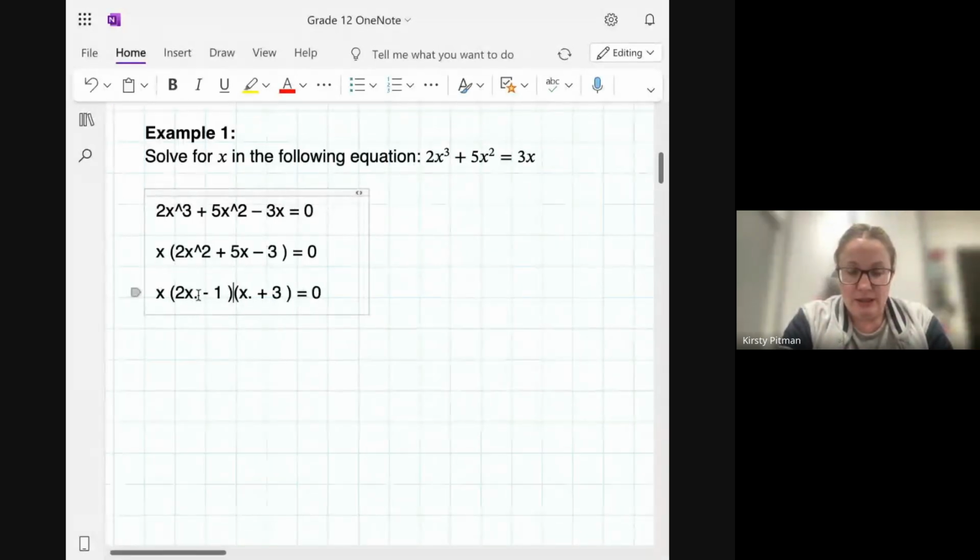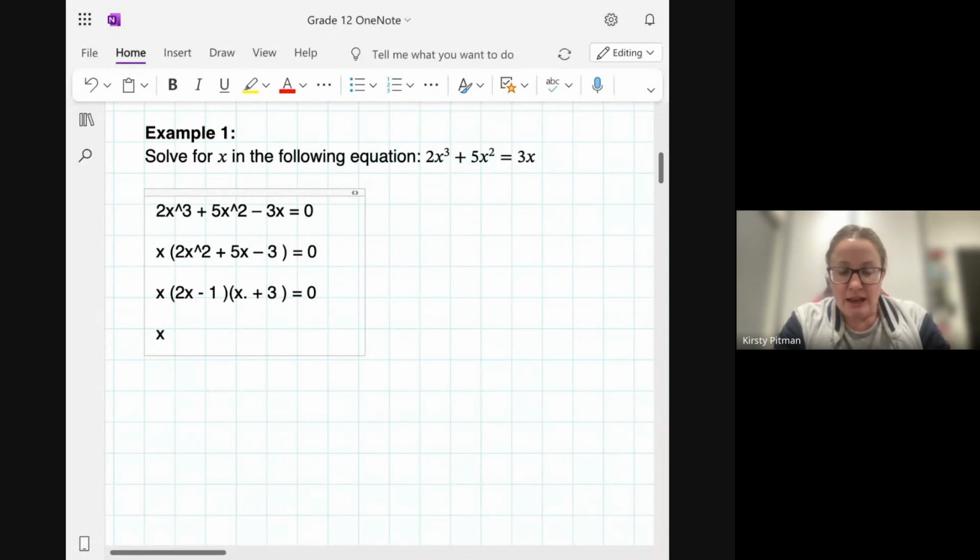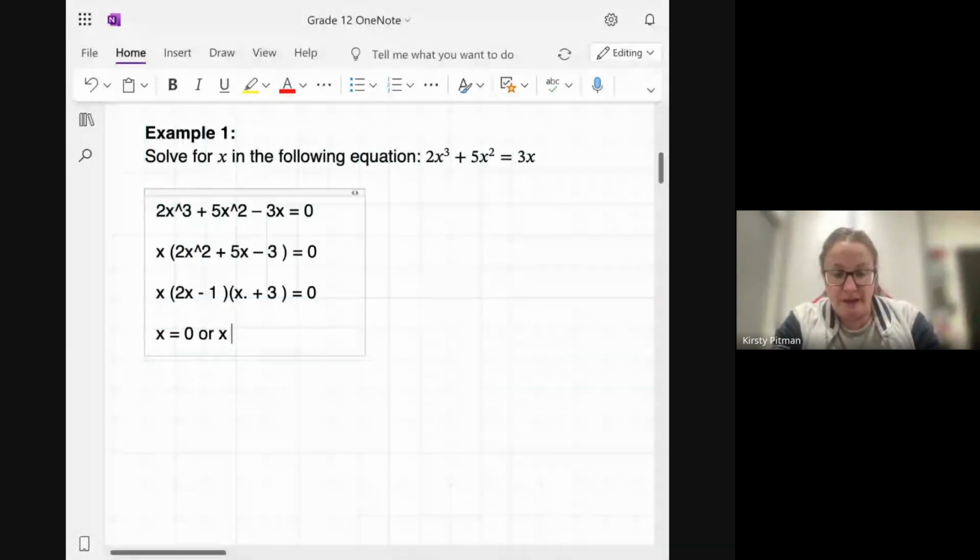All right, so what are my final values for x? I hope that you got x is equal to 0, or x is equal to 1 over 2, a half.